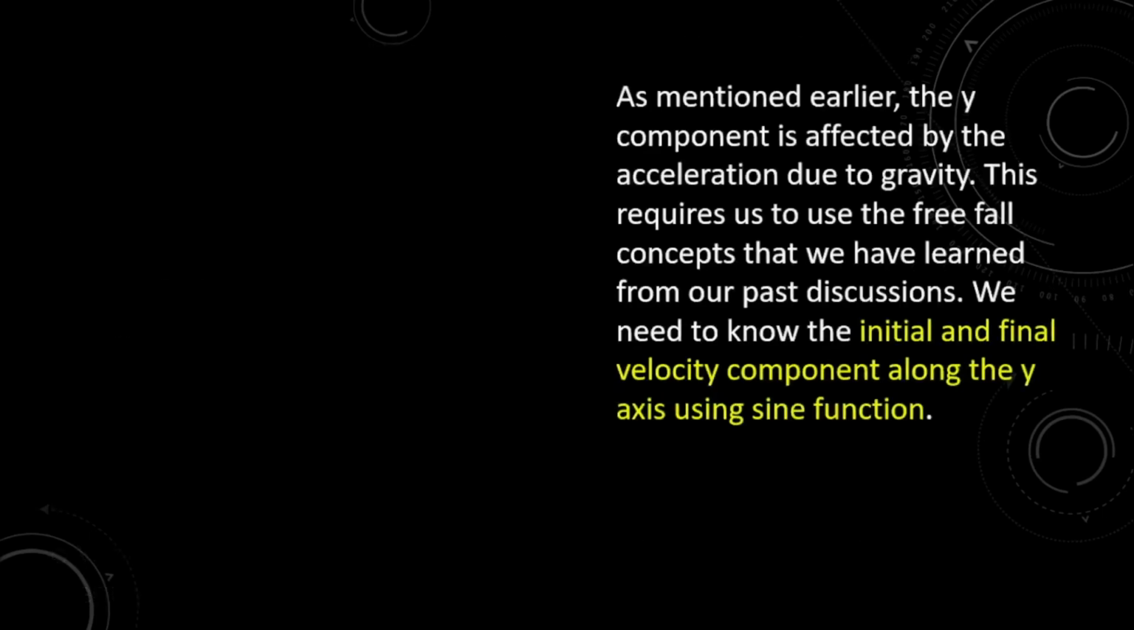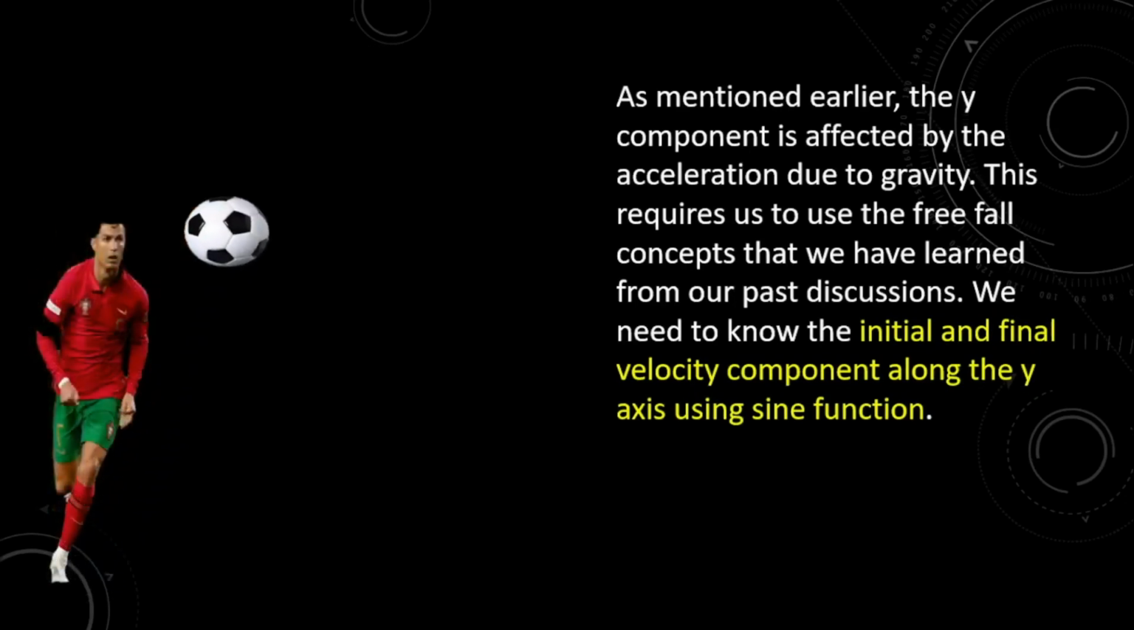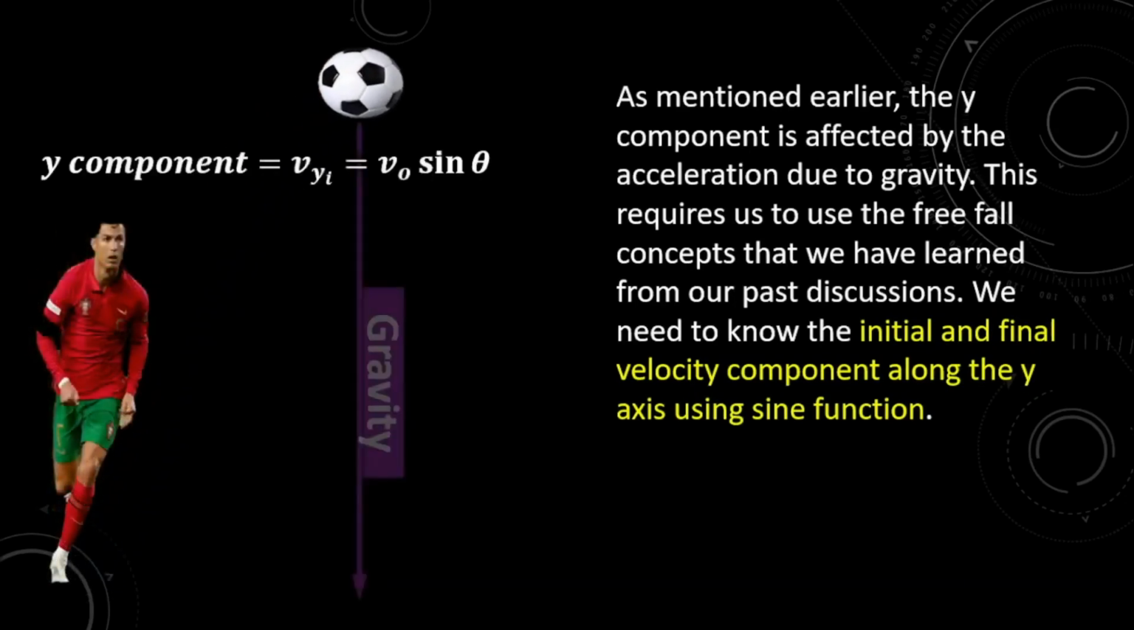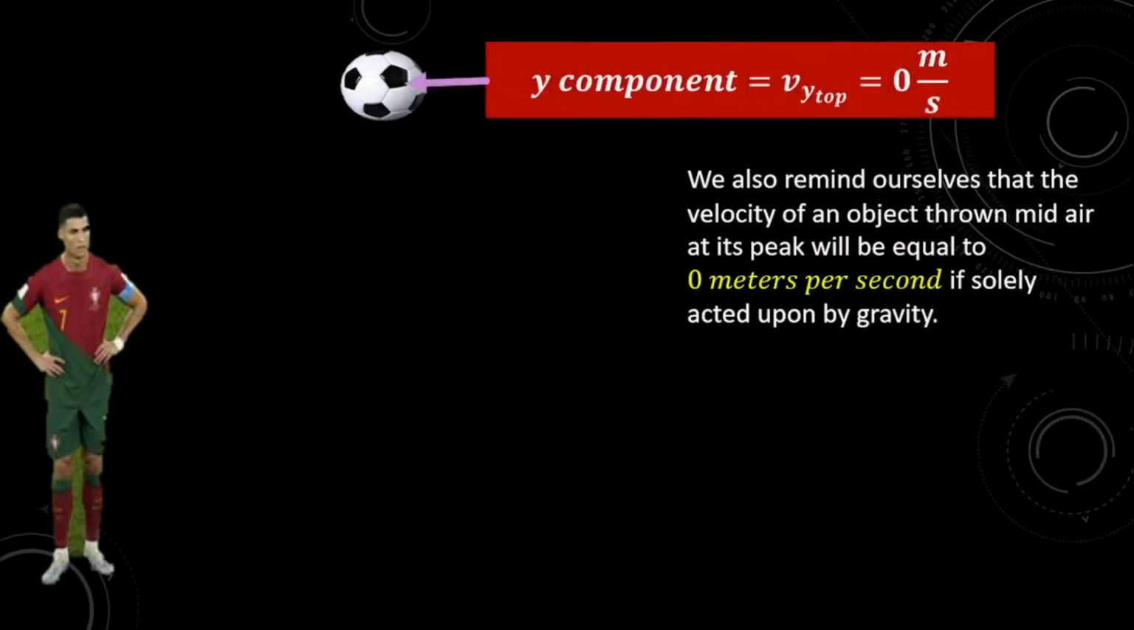As mentioned earlier, the y component is affected by the acceleration due to gravity. This requires us to use the free fall concepts that we have learned from our past discussions. We need to know the initial and final velocity component along the y-axis using the sine function. We also remind ourselves that the velocity of an object thrown in mid-air at its peak will be equal to 0 meters per second if solely acted upon by gravity.